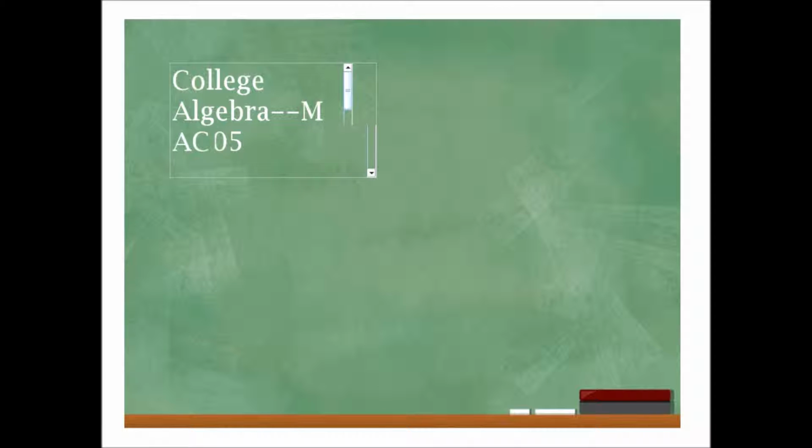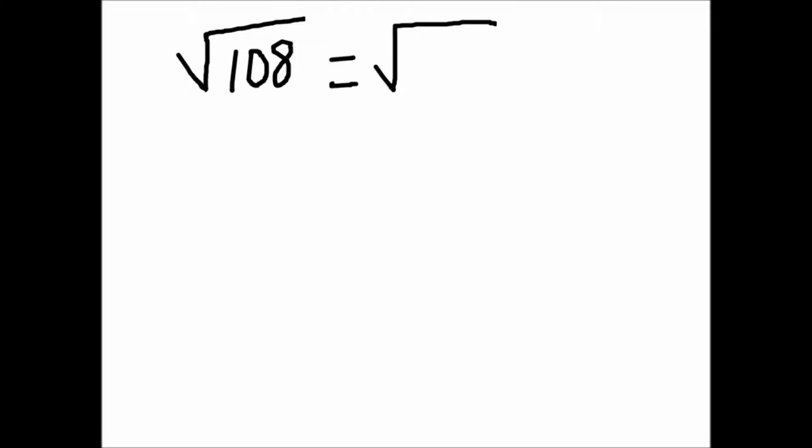Okay guys, so today we're going to be talking about simplifying radicals and things with exponents. So, the square root of 108. When I see things like this, what I like to do is just break it up into the smallest multiples. So 108, I divide it first by 2, so we know this is going to be 2 times 54.